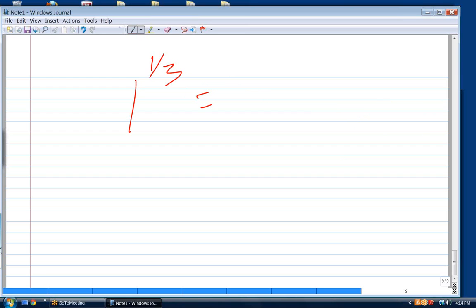So cube root of 1 is what that's saying? Cube root of 1 is 1, because 1 times 1 times 1 is equal to 1. In other words, 1 to any exponent is equal to 1. No matter what x is, whether it's positive a billion, negative a billion, a negative fraction, or a positive fraction, 1 to any exponent is 1.